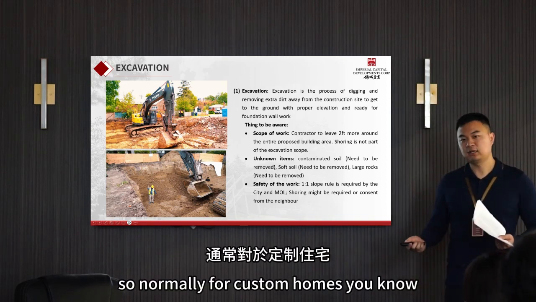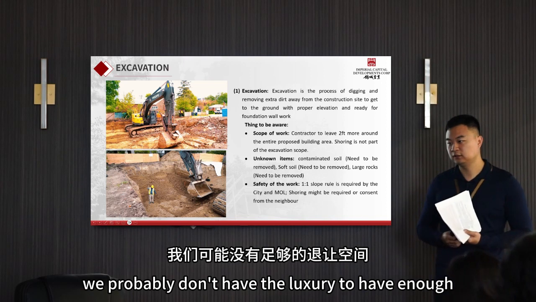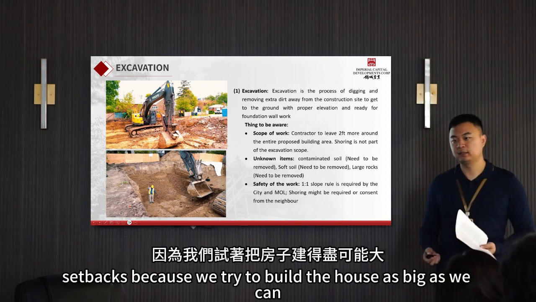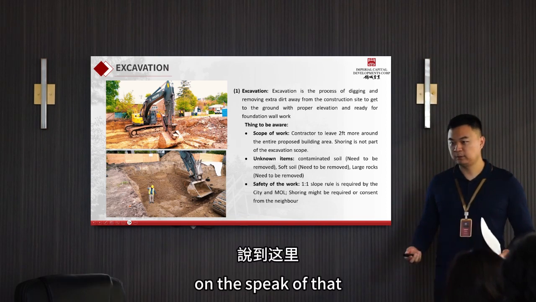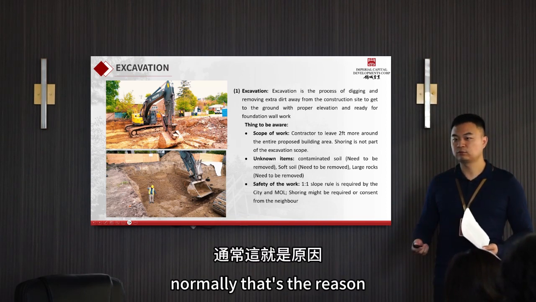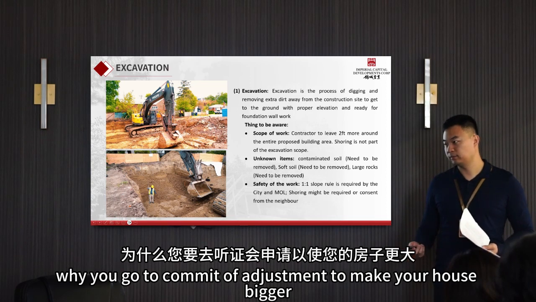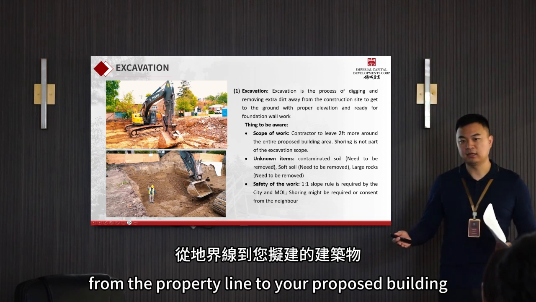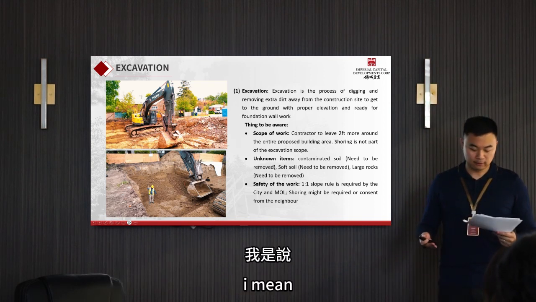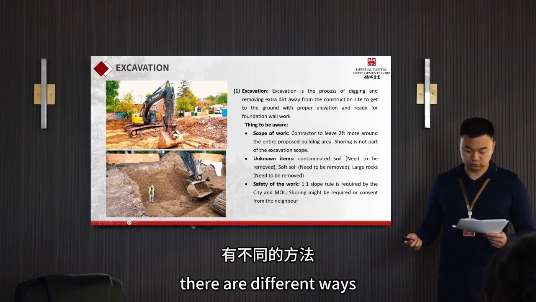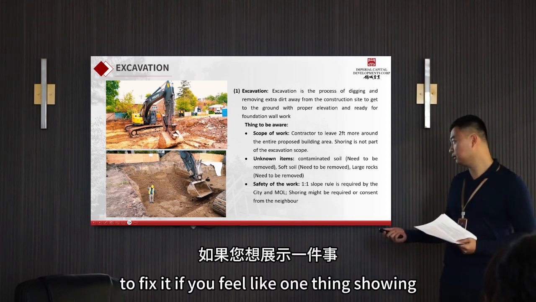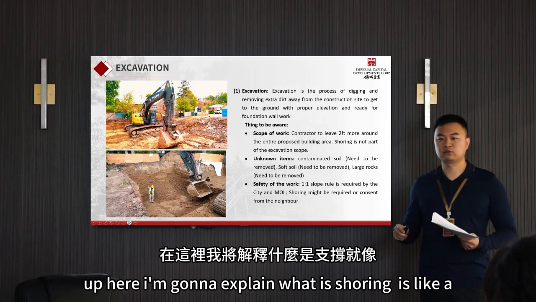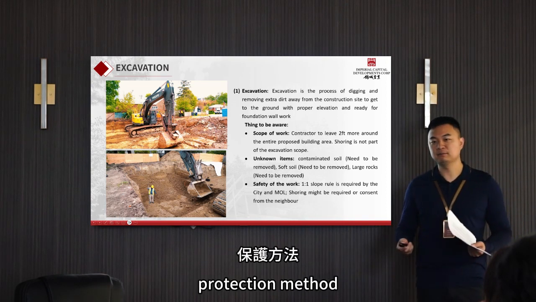Normally, for custom homes, we probably don't have the luxury to have enough setbacks, because we try to build the house as big as we can on this piece of land. And normally, that's the reason why you go to the Committee of Adjustment, to make your house bigger. Then you lose the setbacks from the property line to your proposed building. There are different ways to fix it. One thing is shoring. Here I'm going to explain what shoring is. Shoring is like a protection method.